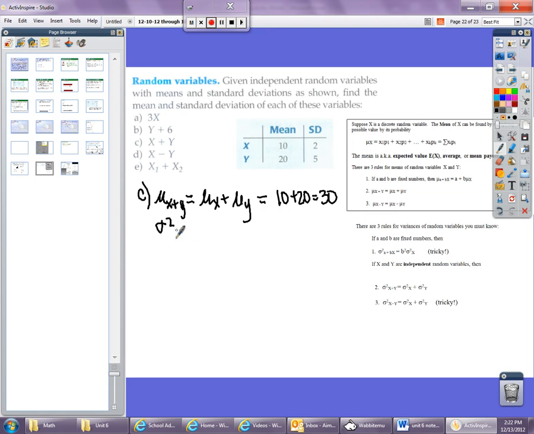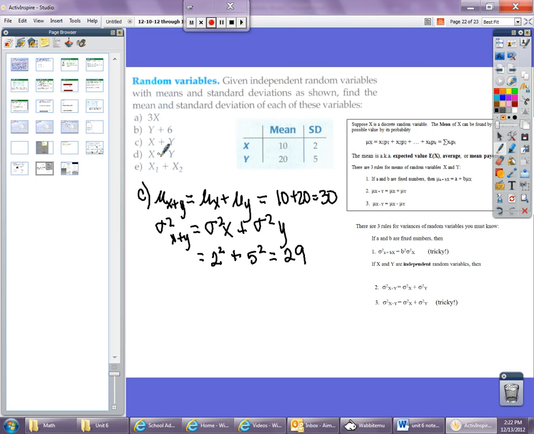Again, variance and standard deviation are not the same. Okay, for this one I'm going to use my rule here. My variance is going to be my variance of x plus my variance of y. Well, again, I don't have variance, I have standard deviation. So to get those, I actually have to use my standard deviation and square them. And then calculate it. 2 squared is 4, plus 5 squared is 25, so my answer is 29.